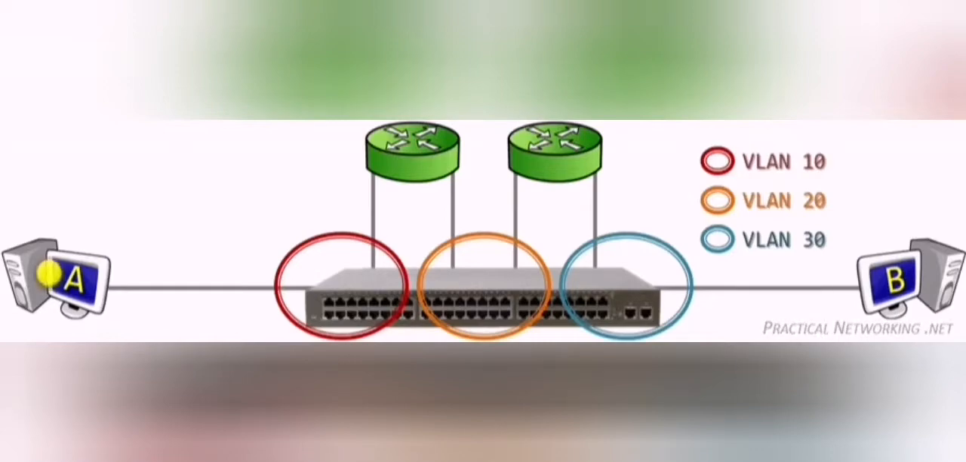As you may see in the image, when computer A wants to communicate with computer B, they will need to go through the router, since each PC is on a different VLAN. They can't communicate directly through the switch.